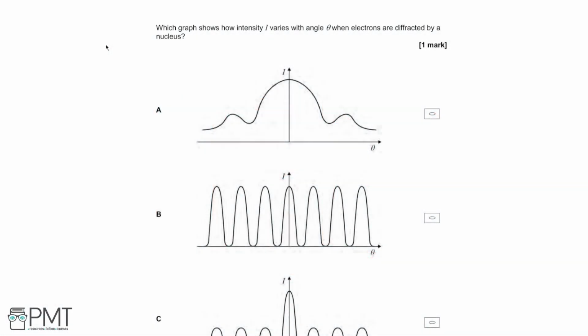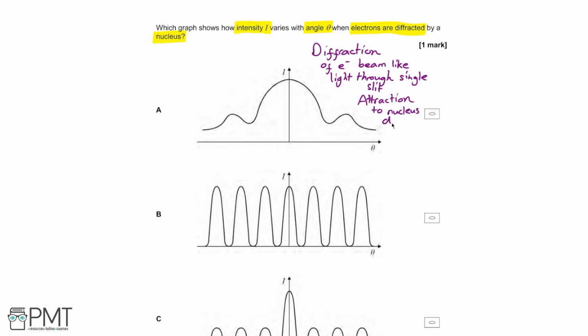This question is about electron scattering. The question says, which graph shows how the intensity I varies with angle theta when electrons are diffracted by a nucleus? In order to answer this question, we need to use the two key concepts that are involved, specifically that we have diffraction of the electron beam, much like diffracting light for a single slit, and that the electrons are attracted to the nucleus due to the electric force.